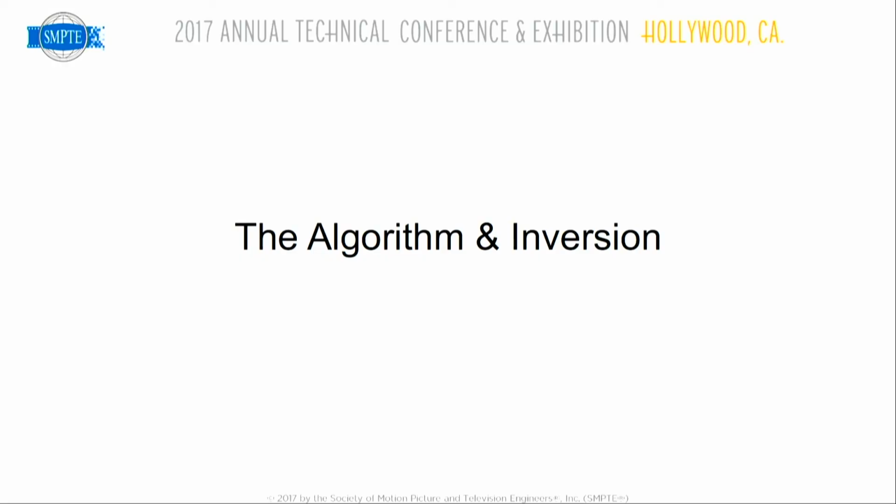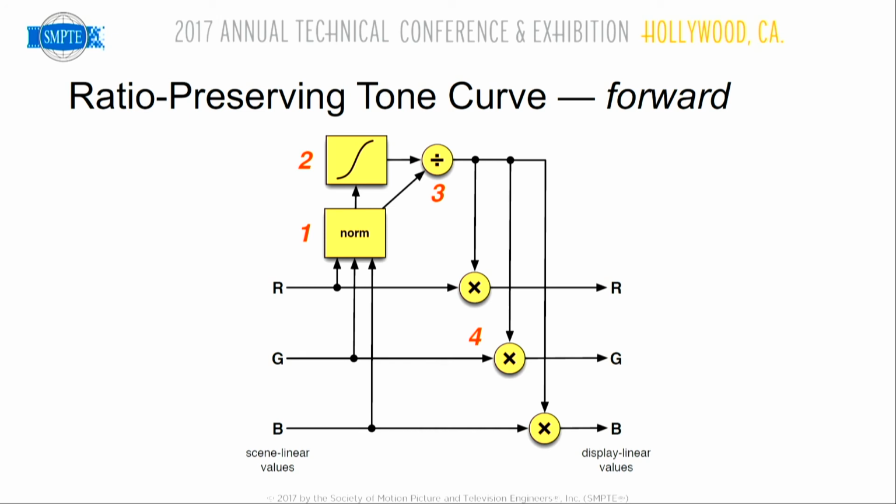So to talk about the details of the algorithm and inversion, the first step is to calculate the norm. Second step, to send that through the S-shaped curve. Third step is to calculate the ratio of the input and output of the tone curve. And fourth step is to multiply that by the red, green, and blue channels.